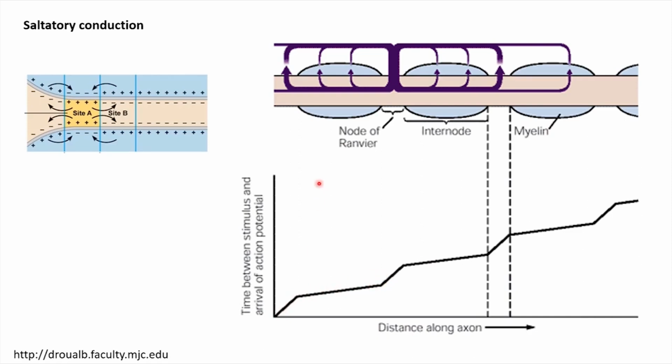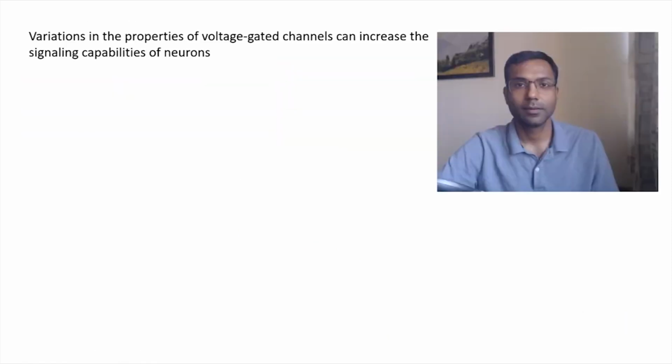Overall, by using myelination, we can get up to 10 times faster speed of conduction as compared to an unmyelinated axon. So this concludes our series on action potentials. But before I close, I want to emphasize that what we have seen so far is a somewhat simplified description of what happens in a neuron.